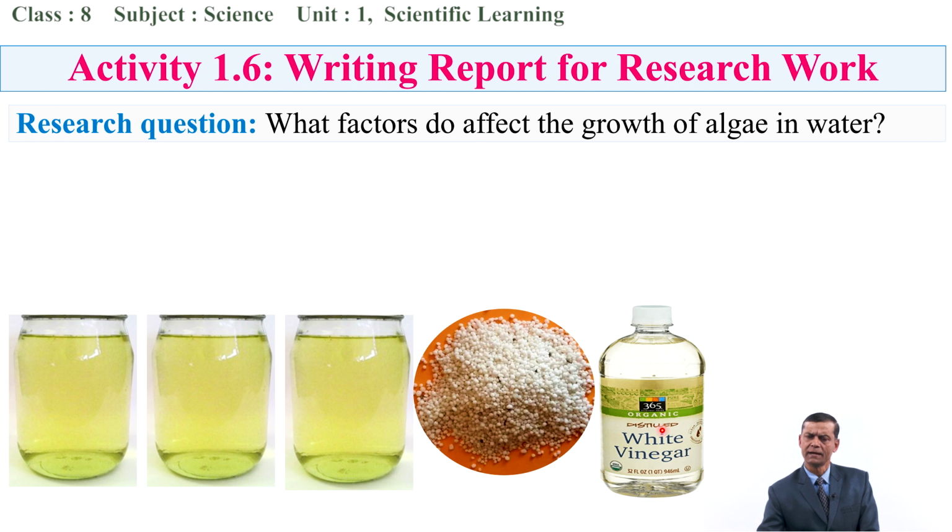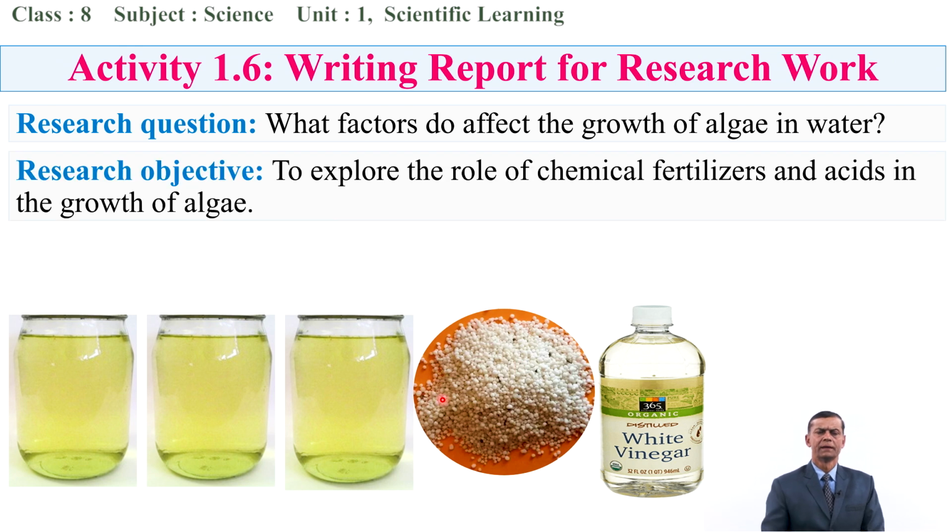Here are some of the items. Here is white vinegar, here is chemical fertilizer, and here is the sample. So, we are going to discuss this research work in this activity. Now, the research objective is to explore the role of chemical fertilizer and acid in the growth of algae. Our research objective is like this. Here is acid. Look here. Vinegar is an acid. And here is chemical fertilizer. You can say urea, isn't it?